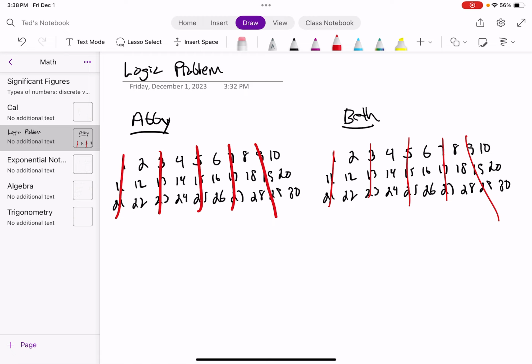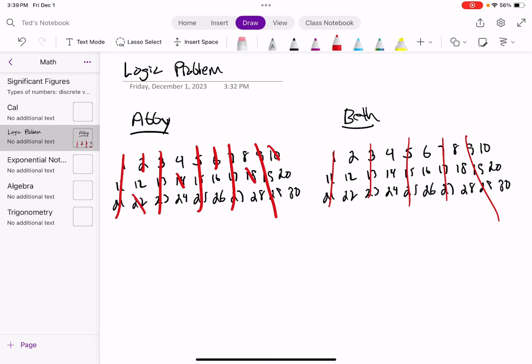But more than that, if she had a 2, she knows it can't be double Beth's because she knows Beth doesn't have a 1. And if she had a 6, she knows it can't be double Beth's because she knows Beth doesn't have a 3. So in fact, it rules out anything but numbers divisible by 4.